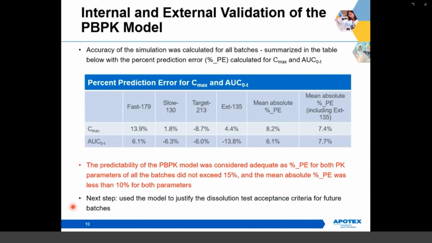To further validate the established PBPK models for the CR product, the accuracy of the simulation was calculated for all batches. The results are summarized in the table below with the % prediction error calculated for Cmax and AUC from 0 to T. These are the values for the 3 batches that were used for the model development. And these values were the ones obtained for the external batch 135. This column is the mean absolute % PE based on the 3 batches.